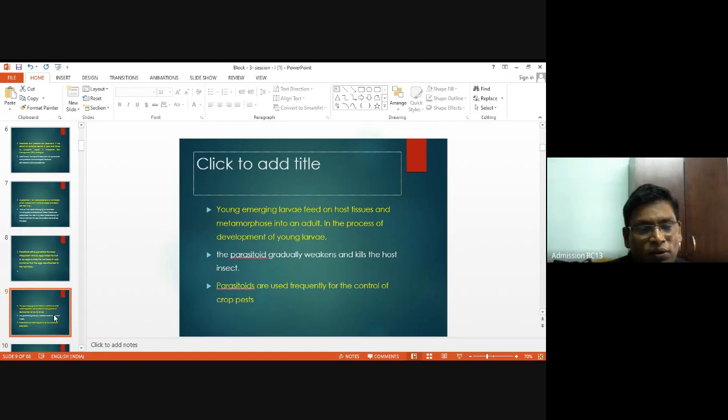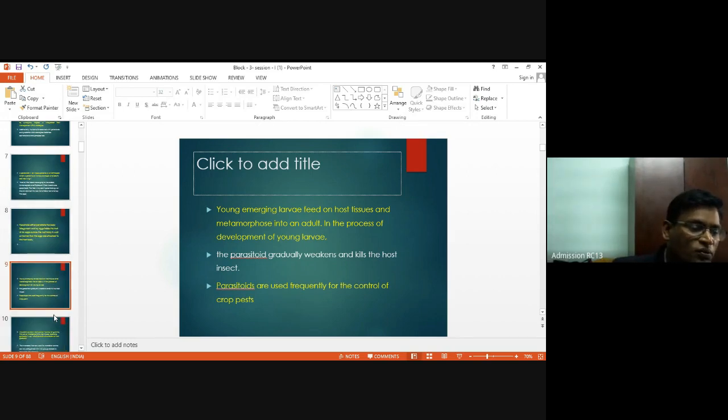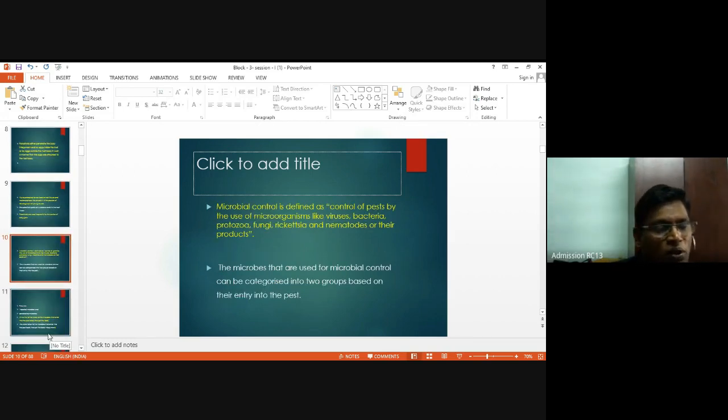Then it grows. The larva eats the host body, takes it as food, and slowly metamorphoses, that means it grows into an adult in the process of development. So in the end it kills the pest insect in the agricultural crop field. The parasitoids gradually weaken and kill the host insect. Gradually, the eggs which are in the body of the pest weaken and kill the host insect. Parasitoids are used frequently for the control of crop pests.